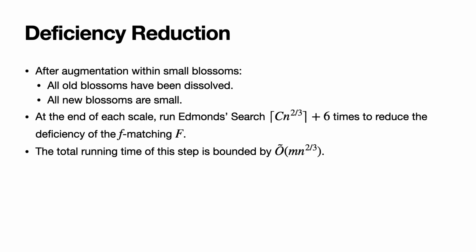After augmentation within small blossoms, we know that all old blossoms have been dissolved and all new blossoms are small. At the end of each scale, run Edmonds Search Cn^{2/3} plus 6 times for a large constant C. The running time of this step is bounded by Õ(m n^{2/3}).